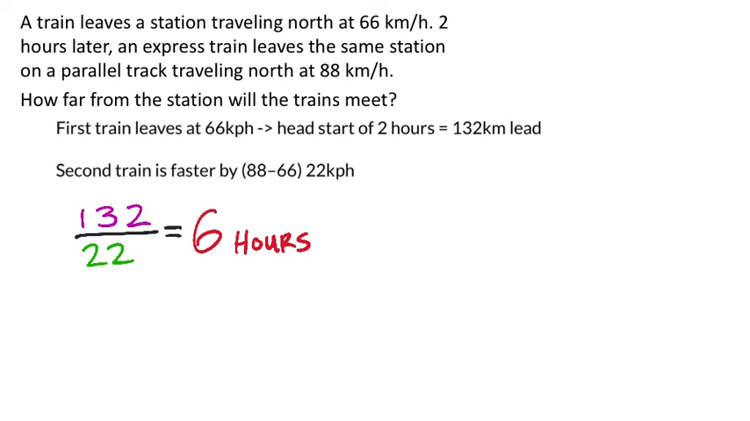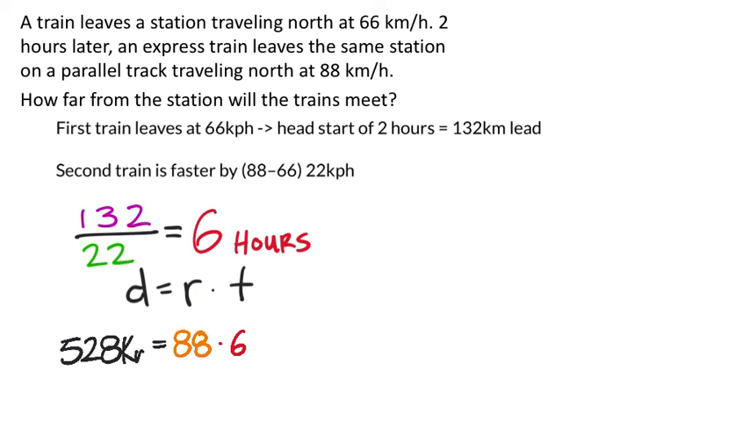So we know that distance equals rate times time. For the second train, we know its rate was 88 kilometers per hour multiplied by the time, which is 6 hours. And we get that the distance should be 528, that's kilometers.